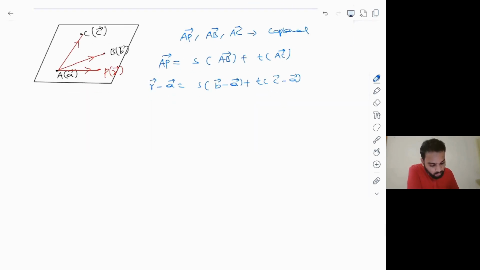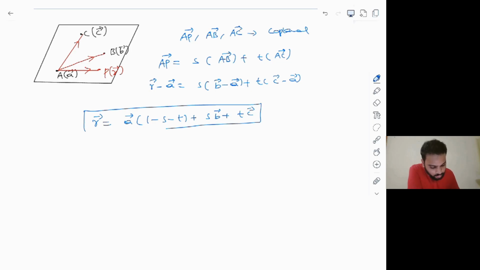Now from here, finally, we are going to write down the position vector R bar. So I will take everything to the right hand side, and then let me take A bar common first of all. A bar multiplied by 1 minus S minus T, and then plus S into B bar plus T into C bar. So this is your vector form of the plane which is passing through three given points with position vectors A bar, B bar, and C bar, where S comma T are scalars in this case. So this is how you write the equation of a plane in vector form.